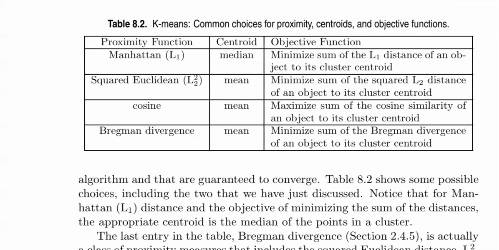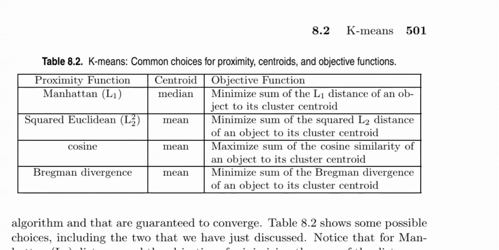See here, this is the table which shows the k-means algorithm, the common choices for the proximity, centroid and objective function. In the k-means algorithm, you have to use four types of proximity functions. One is the Manhattan, the second is the squared Euclidean, the third is the cosine, and the fourth is the Bregman divergence. Here, only in the first case do we take the centroid as the median value, and in the remaining three cases we consider the mean only.